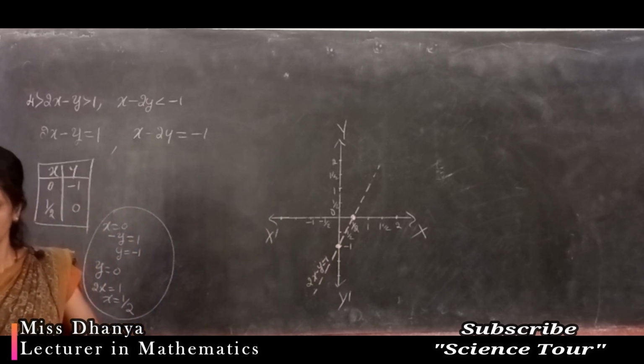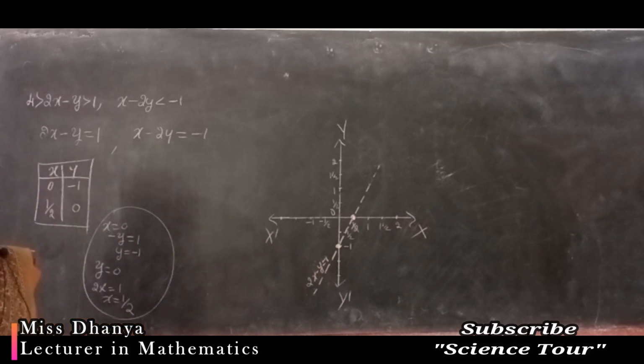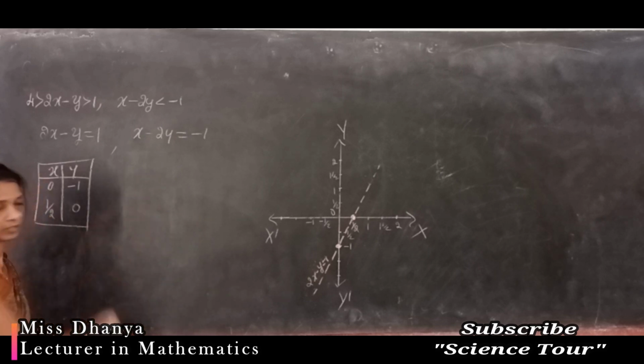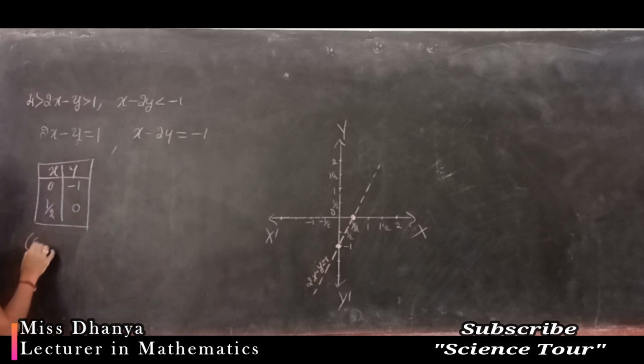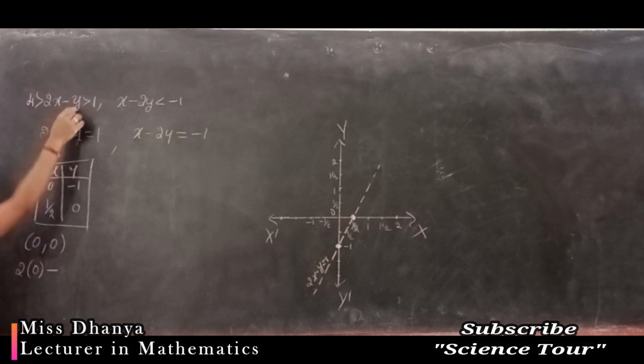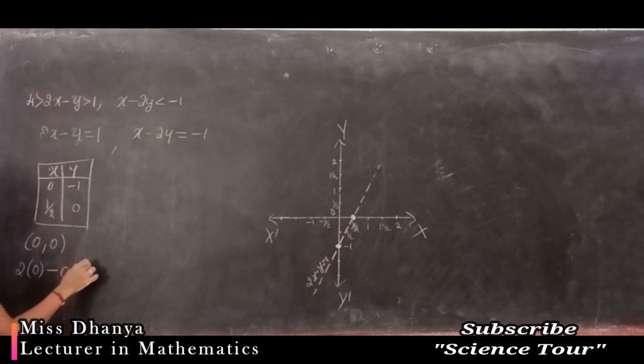Now which half plane of that line will be the solution region? To decide that, take a checking point 0 comma 0. Take 0 comma 0 as a checking point for this inequality. So then you will get 2 into 0 minus 0 greater than 1. The left side simplifies to 0. 2 into 0 is 0, 0 minus 0 is 0. 0 is greater than 1. Is it correct? We know that 0 is less than 1. So this is a wrong inequality.